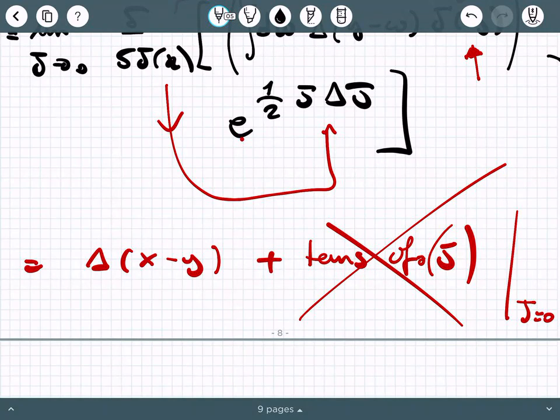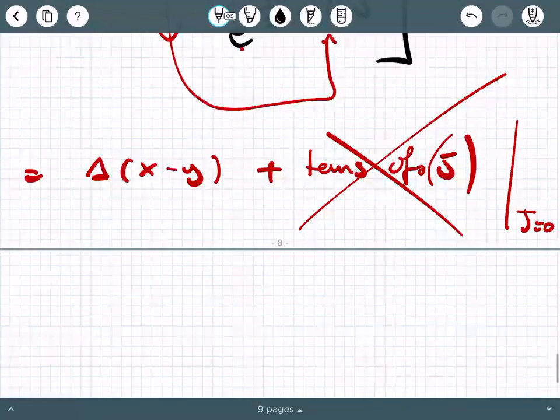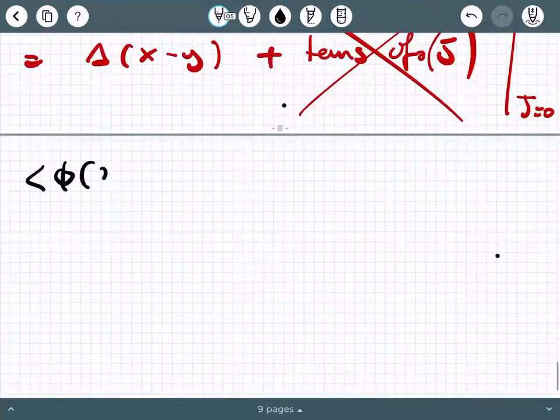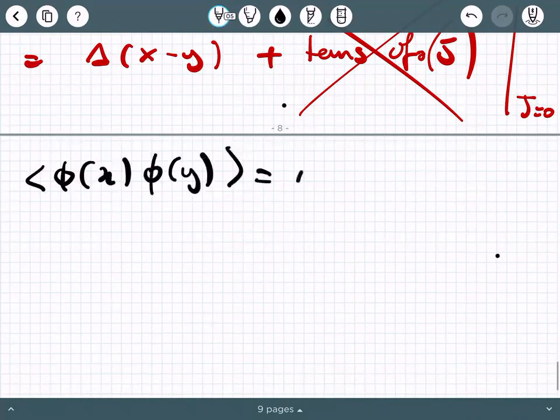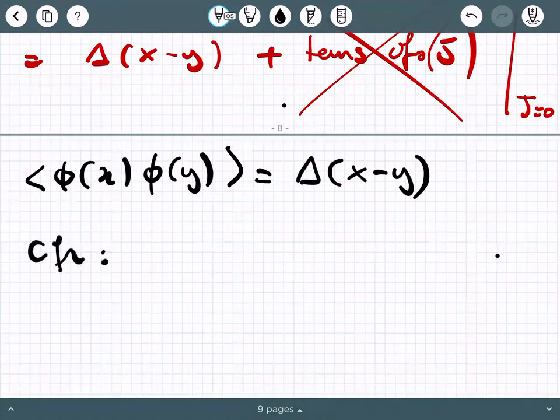Do you follow me? So what we learned in this second exercise is that the 2-point correlation function is actually the propagator. Sorry, the Green's function of the quadratic operator, the inverse of the quadratic operator.